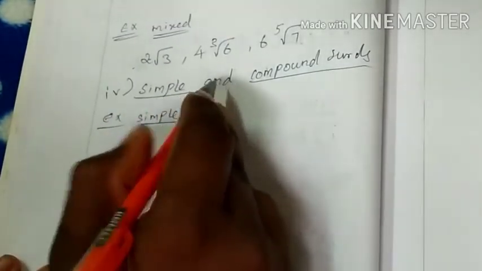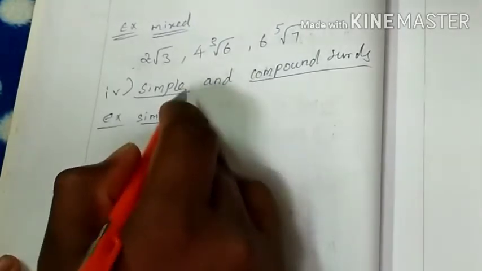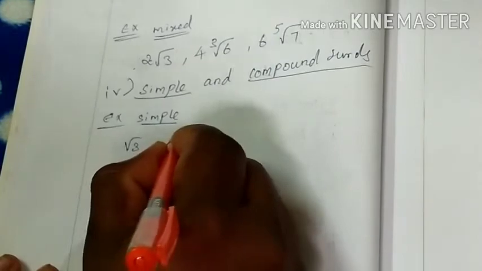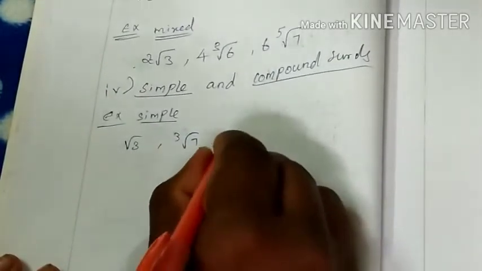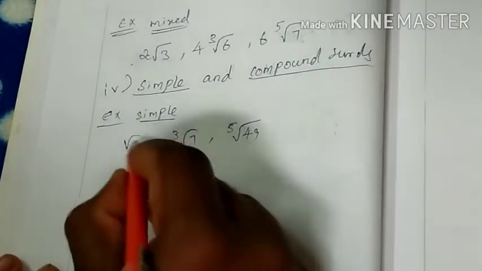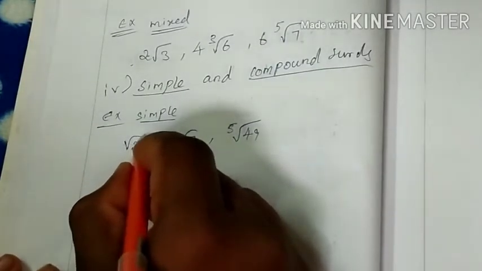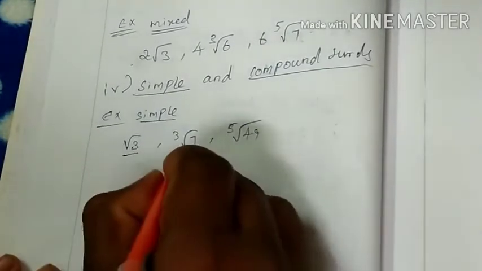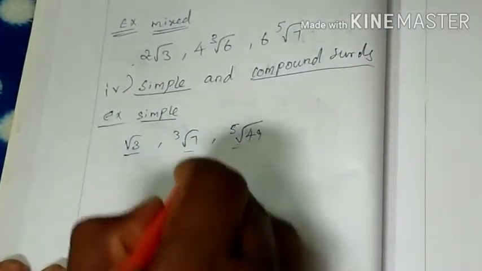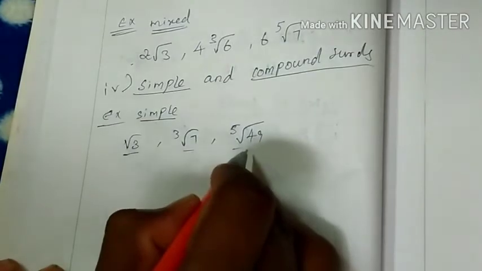A set with a single term is said to be a simple set. The examples are root 3, then cube root of 7 and fifth root of 49. So these are only one term. Each one has only one term. So these are the simple sets.